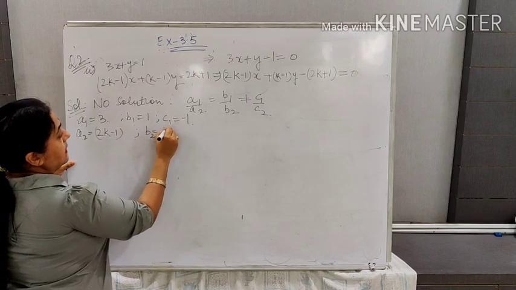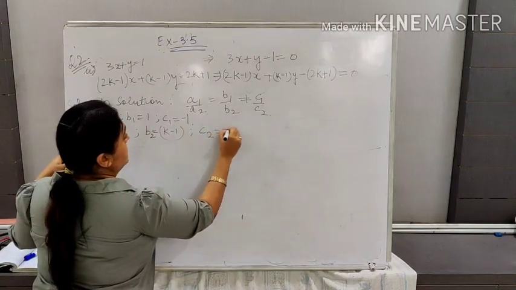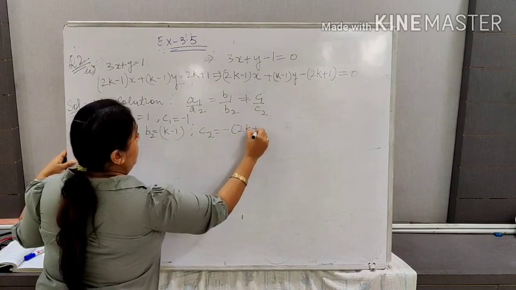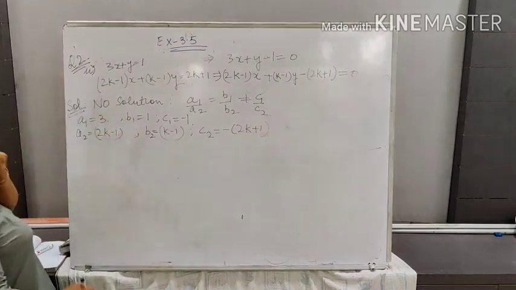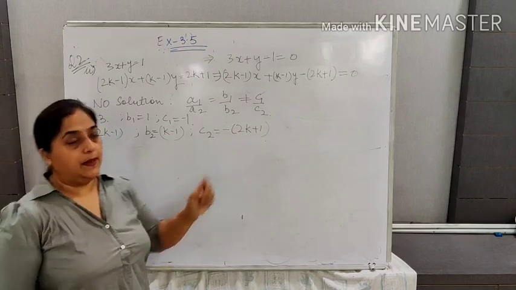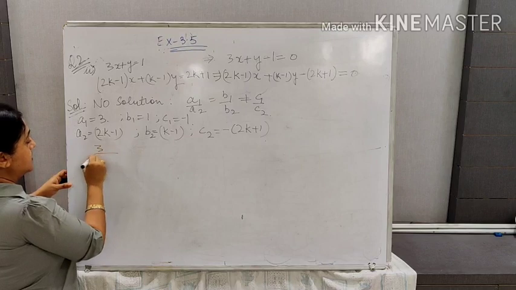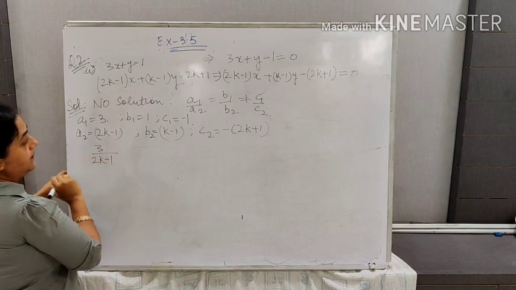b2 is k minus 1. See, to avoid the calculation mistakes, you put the brackets. Got it? So I have c1 as minus 1 and c2 as minus of 2k plus 1. So what will I do? a1 upon a2, that means 3 upon 2k minus 1.